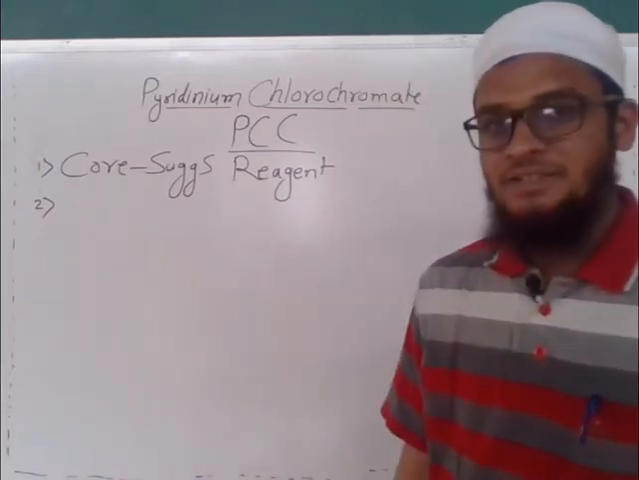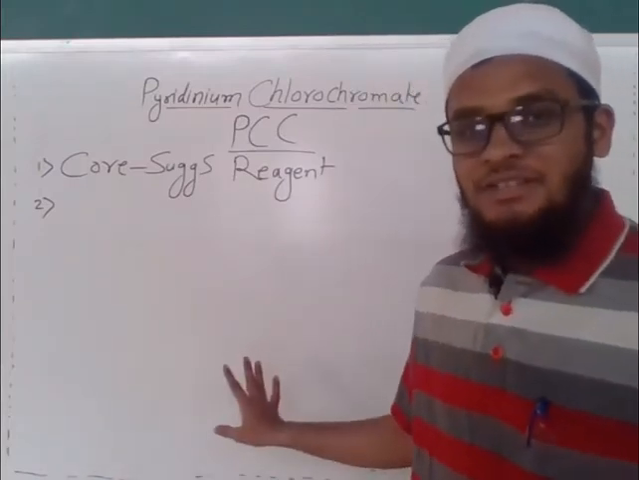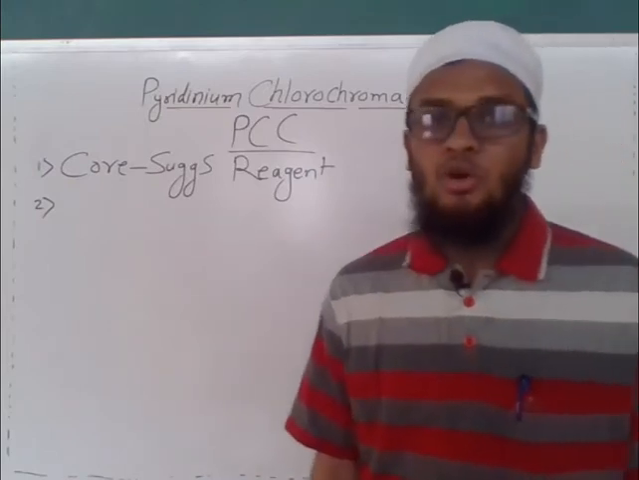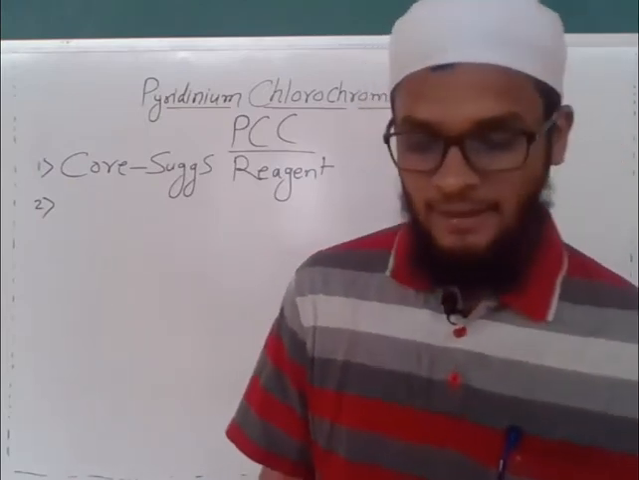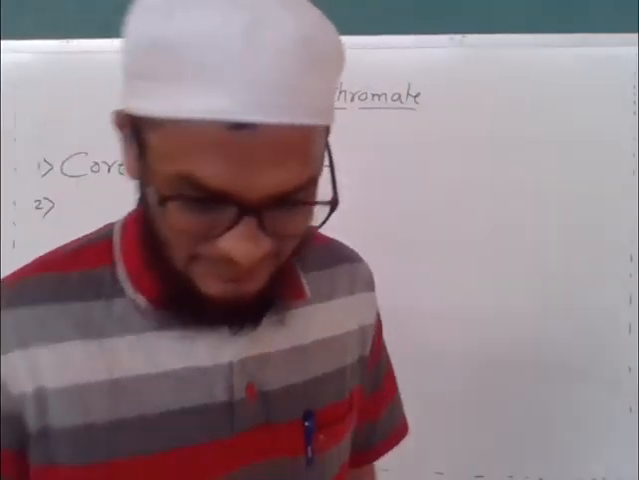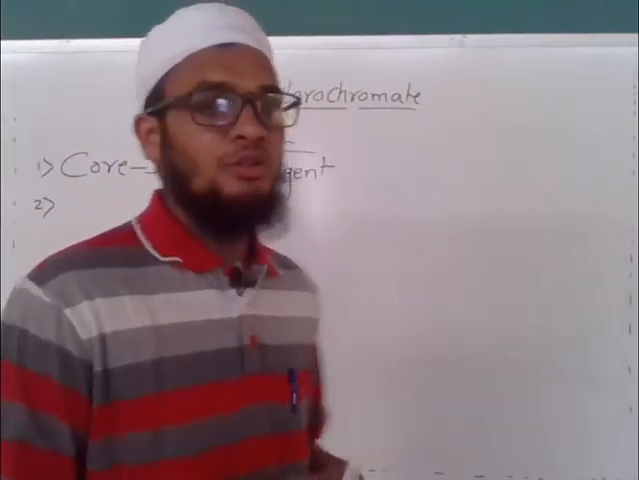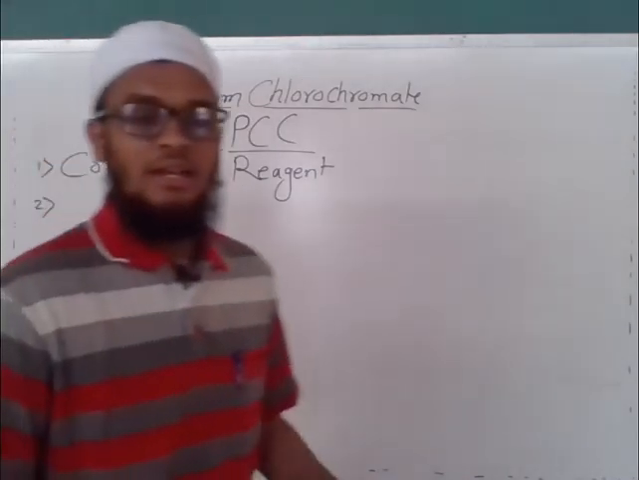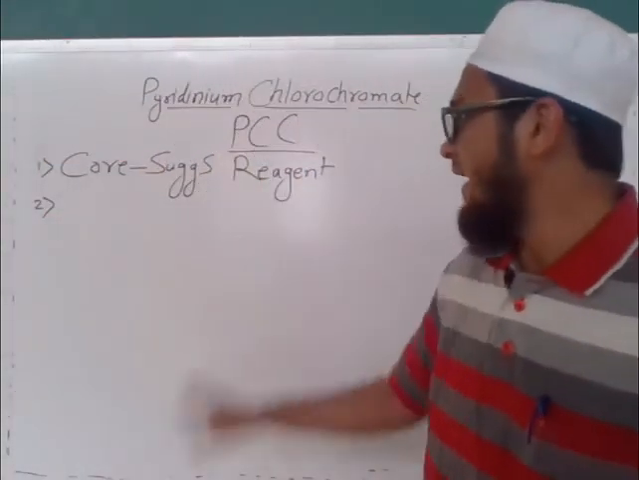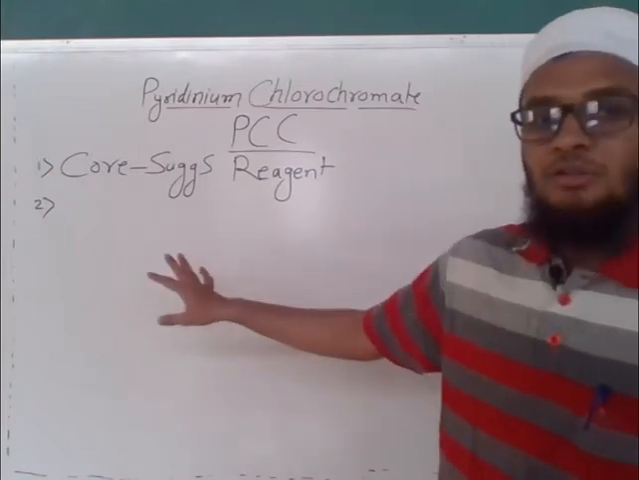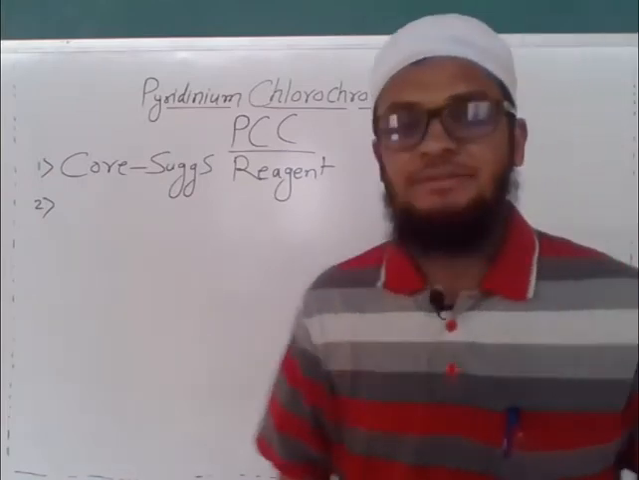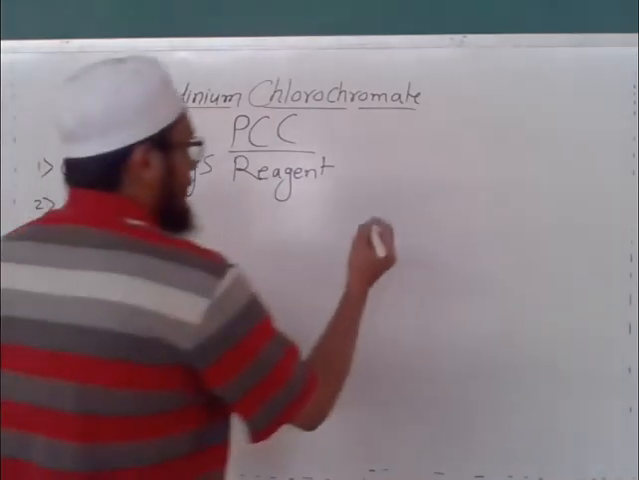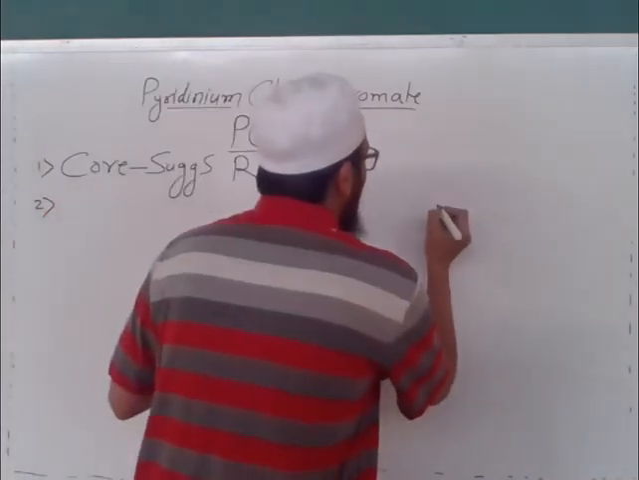In our reagent series, I will discuss the next reagent, that is PCC, Pyridinium Chlorochromate. This is an amazing reagent. It is also known as Corey-Suggs reagent, named after the scientists Corey and Suggs. And we'll look at its structure, how it looks.